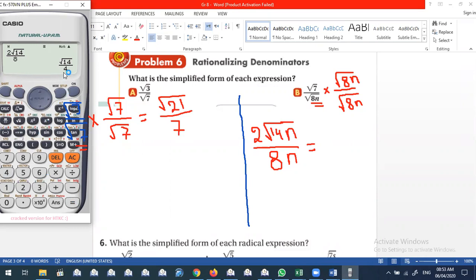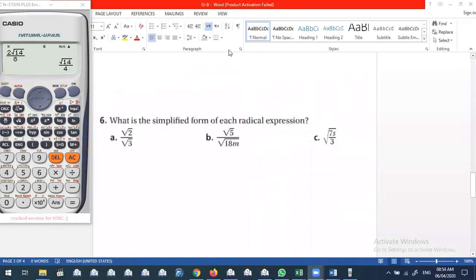So the answer changed. So it will be square root 14 over 4. Don't forget we have n in here, and we can put it outside because the power is 1. And in here. So the final answer is square root 14n over 4n. Let's see a lot of exercises about this part, like that.